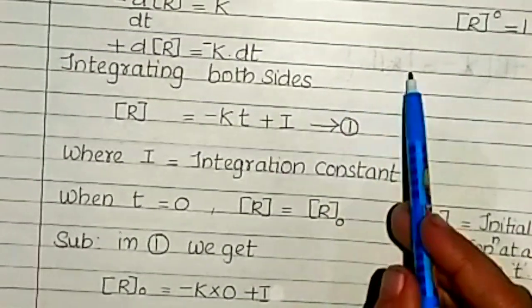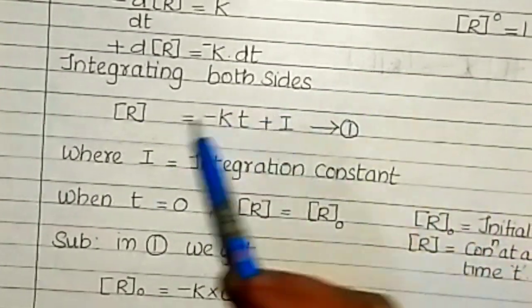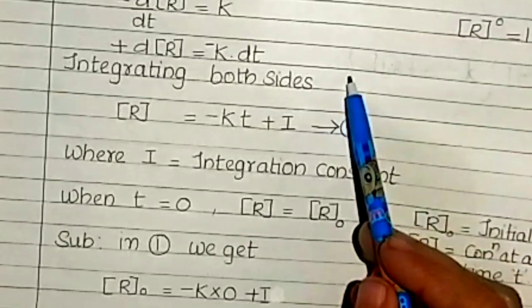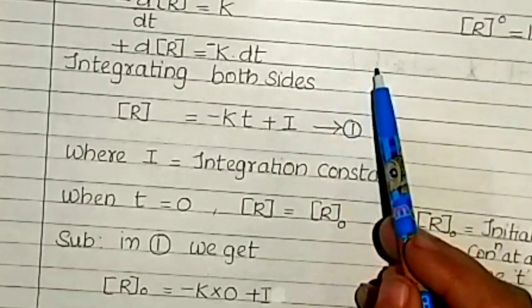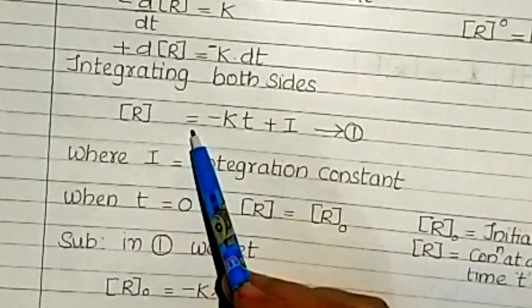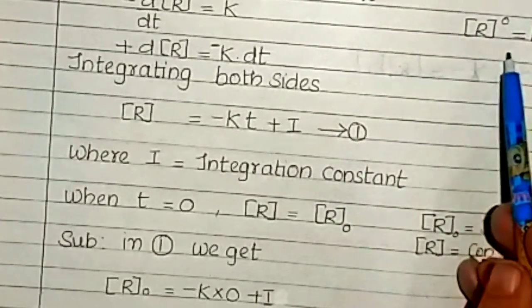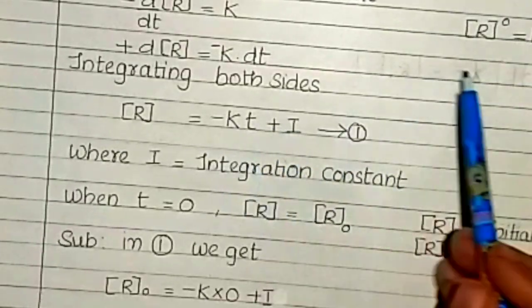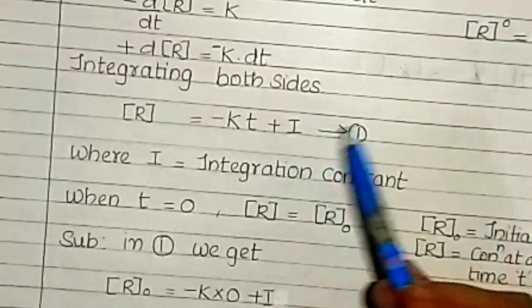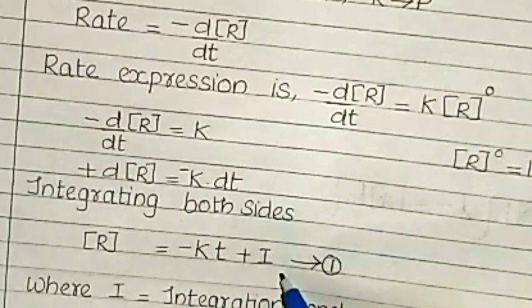Then integral d[R] is equal to [R]. Integral d[R] is equal to only the concentration of R. Both integral and differential cancel. Then we get concentration of R, which is equal to minus K into, similarly, integral dt is equal to t. Integral dt is equal to t, so minus Kt. This is the rule of integration. Then we add an integration constant also, plus I. So this equation is taken as equation 1, where I is the integration constant.